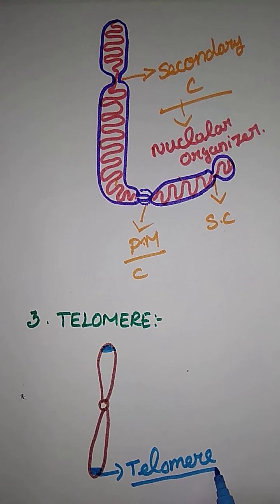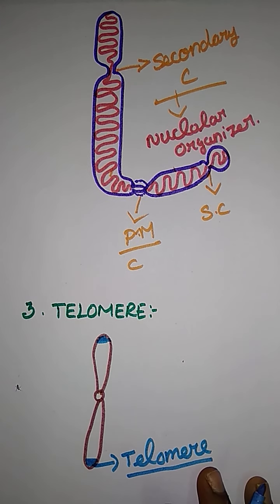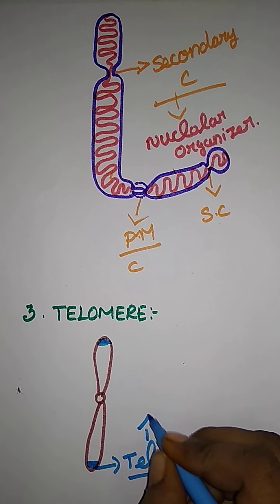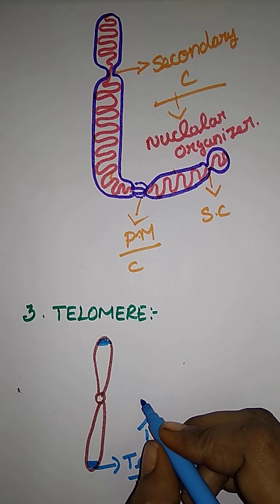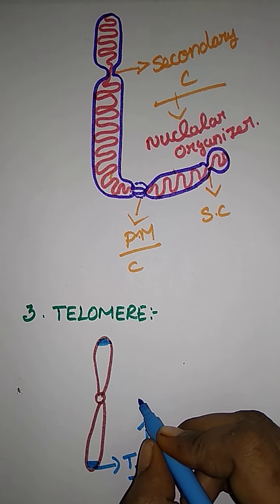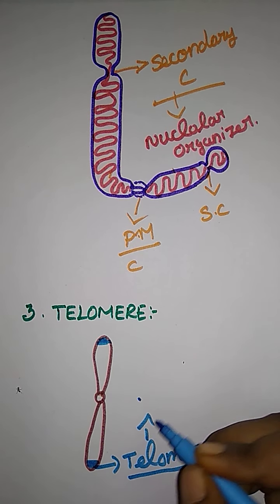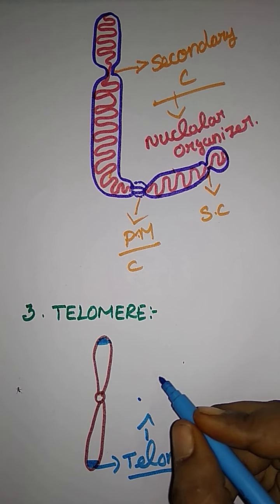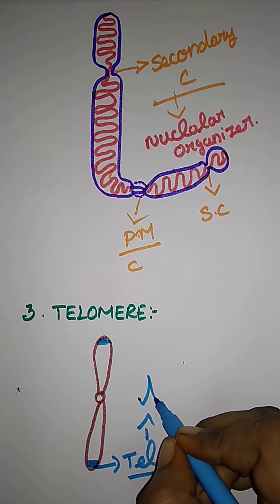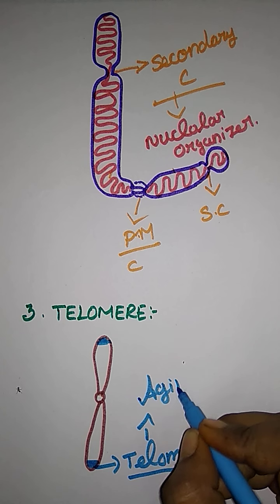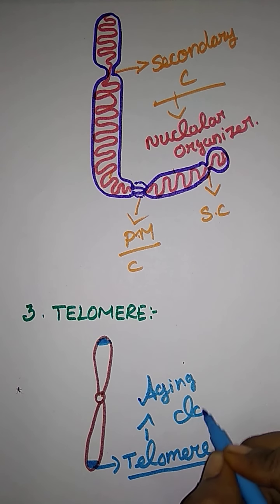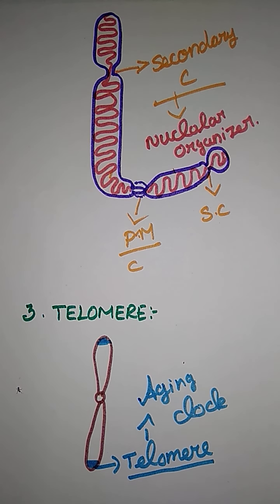Not only that, telomeres are also known as the aging clock in every cell. They may ask in a 1 mark question which chromosome region is known as the aging clock, so just write telomeres. They call it the aging clock. At the time of cell division, the telomeres act in the chromosome. So that's it for telomeres.